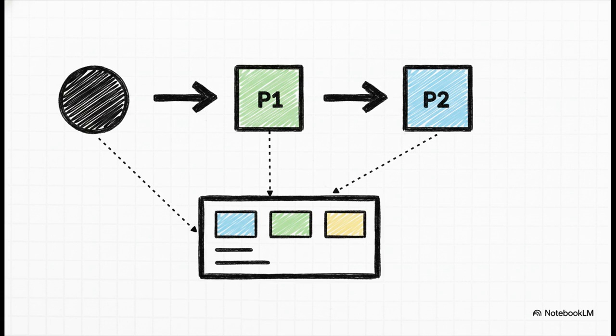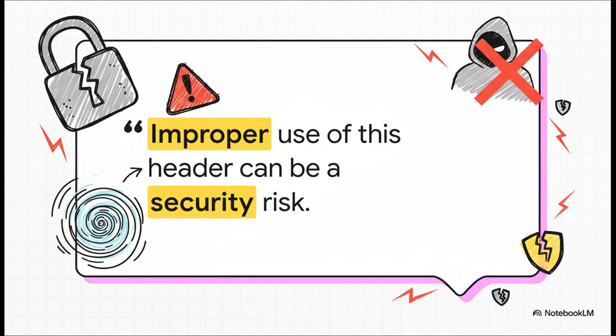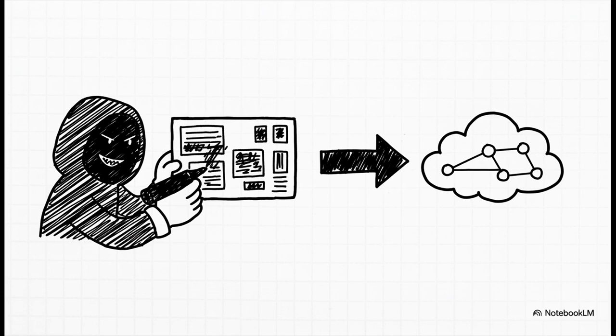Well, mostly. And here is where our simple solution gets complicated. The Mozilla Developer Network, a super reliable source, gives us this very stark warning. This helpful little header has a critical flaw, one that can open up some major security holes if you're not paying attention. So what is this big risk they're talking about?